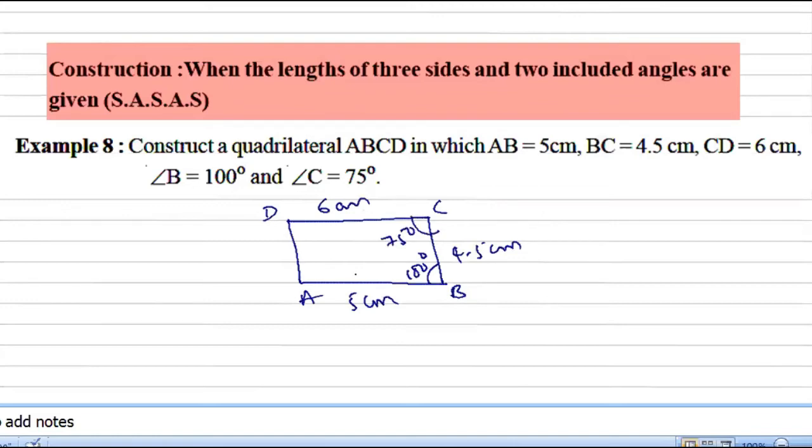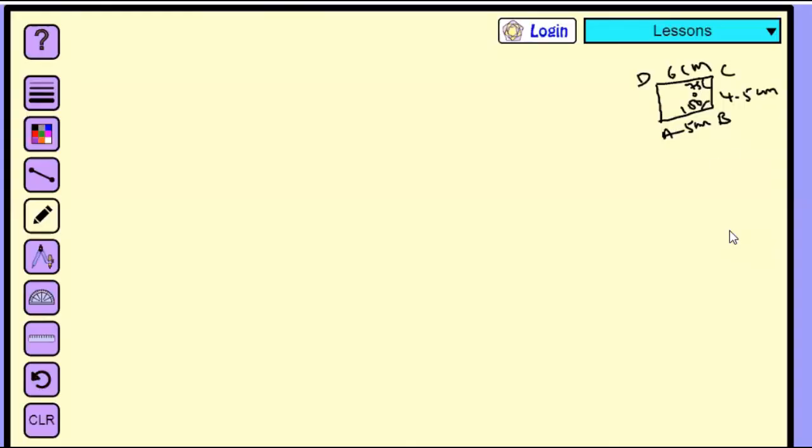So first we need to construct the triangle ABC by using the property side angle side. Now let's go to the construction part. Here we are going to construct the triangle ABC with the property of side, angle and side.